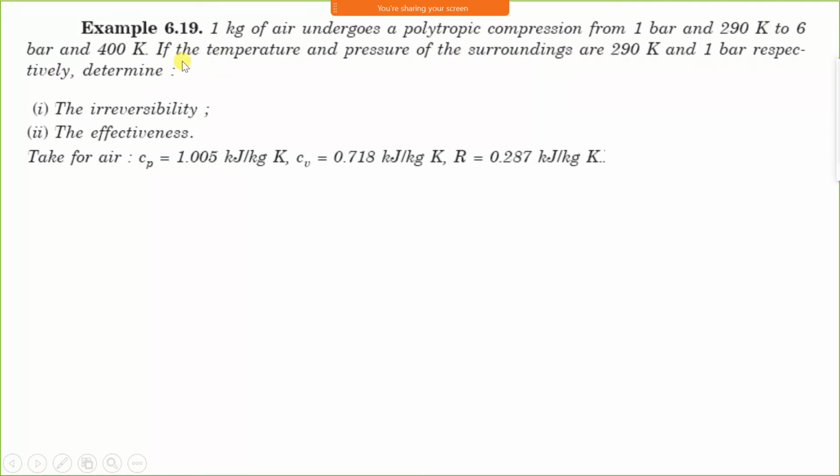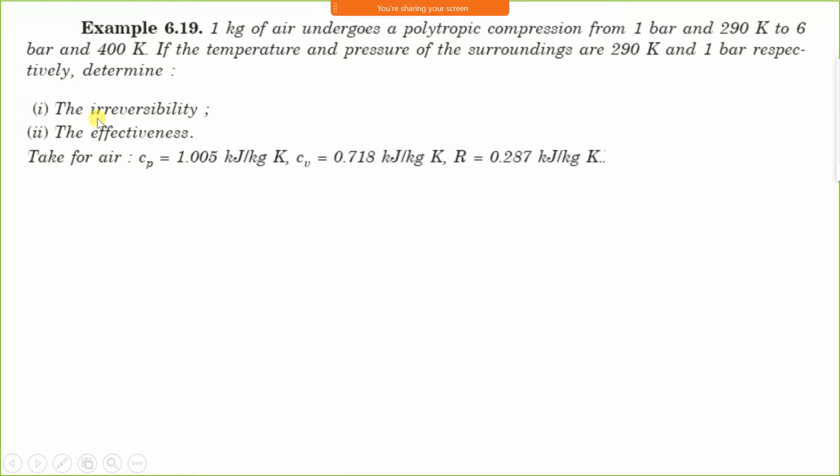and 400 Kelvin. If the temperature and pressure of the surroundings are 290 Kelvin and 1 bar, the surrounding condition is also the same as that of the initial air condition. Initial air condition is 1 bar and 290 Kelvin, and surrounding condition is also 1 bar and 290 Kelvin respectively. Determine irreversibility and effectiveness.